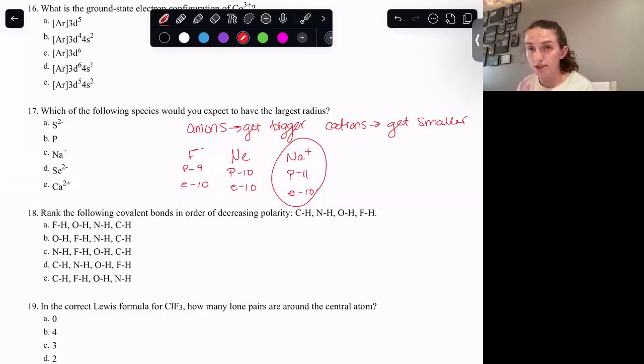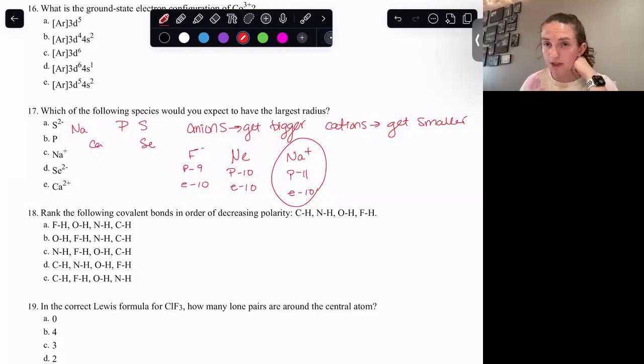Okay, so when we look at our choices here, we're just looking at the periodic table. We have phosphorus, sulfur, sodium, selenium, and we have calcium. I'm sorry, calcium is down here. Okay, so that's what it looks like on the periodic table.